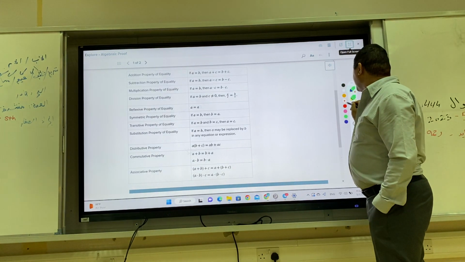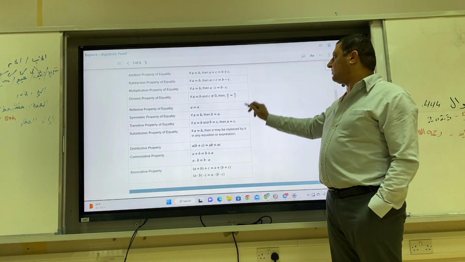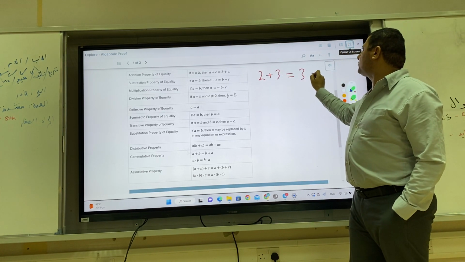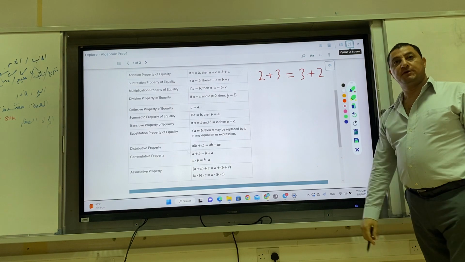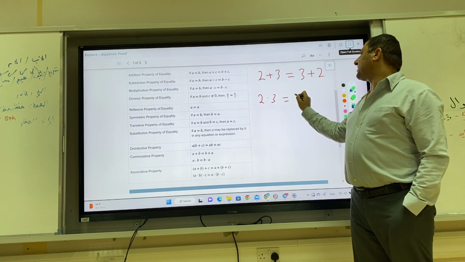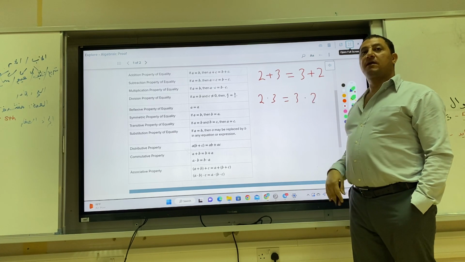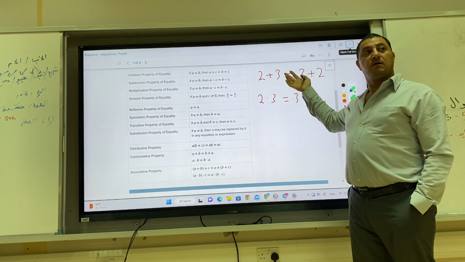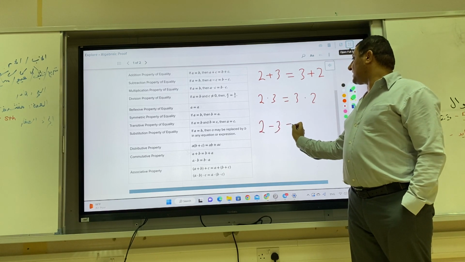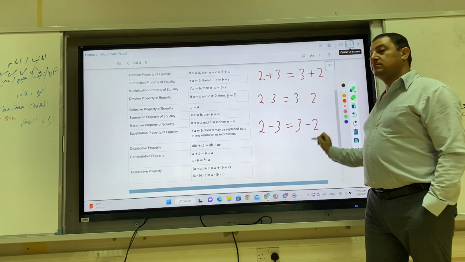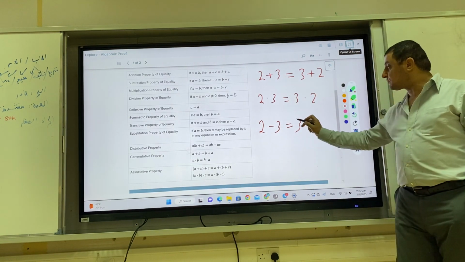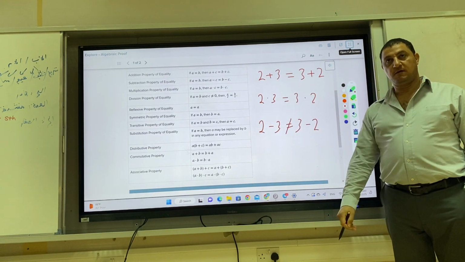And I'll give you a real example with numerical numbers. Let's say 2 plus 3. Isn't it the same as 3 plus 2? Yes? How about 2 times 3? Is it the same as 3 times 2? Can I try subtraction now? 2 minus 3. Is it the same as 3 minus 2? No. 2 minus 3 is negative 1, but 3 minus 2 is positive 1, so they are not equal.